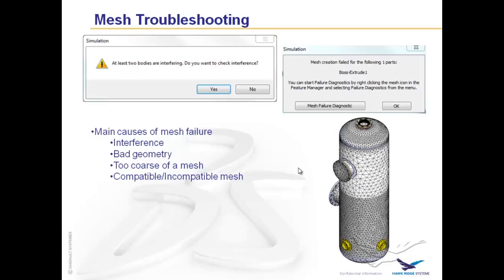Now, probably the biggest reason for mesh failure, the most common, is that you have too coarse of a mesh. We'll get into how to work with that, but obviously cranking the mesh up so that you have a really fine mesh for your overall assembly is going to take way too much time. So we'll talk about techniques for that. And then finally, the last main cause of mesh failure is a compatible versus an incompatible mesh, and I'll talk about that topic as well.